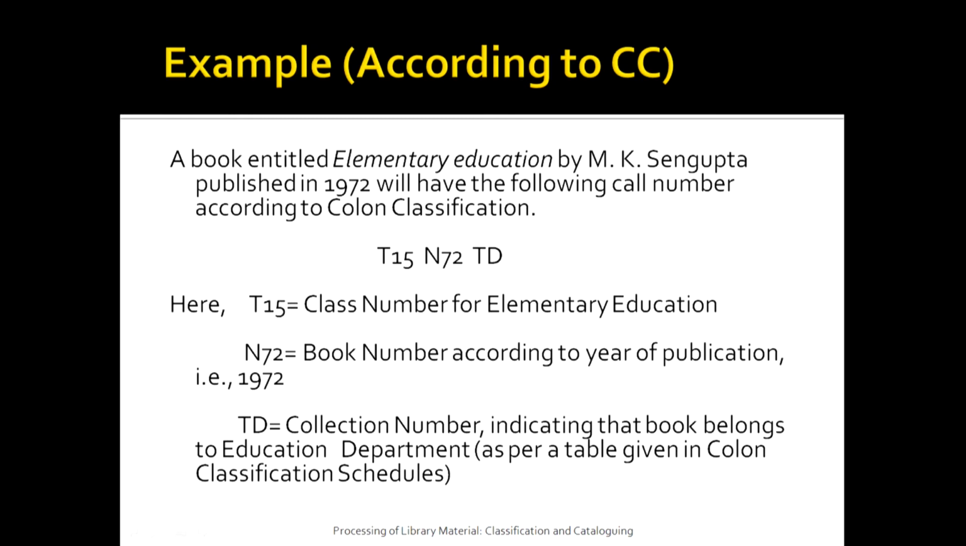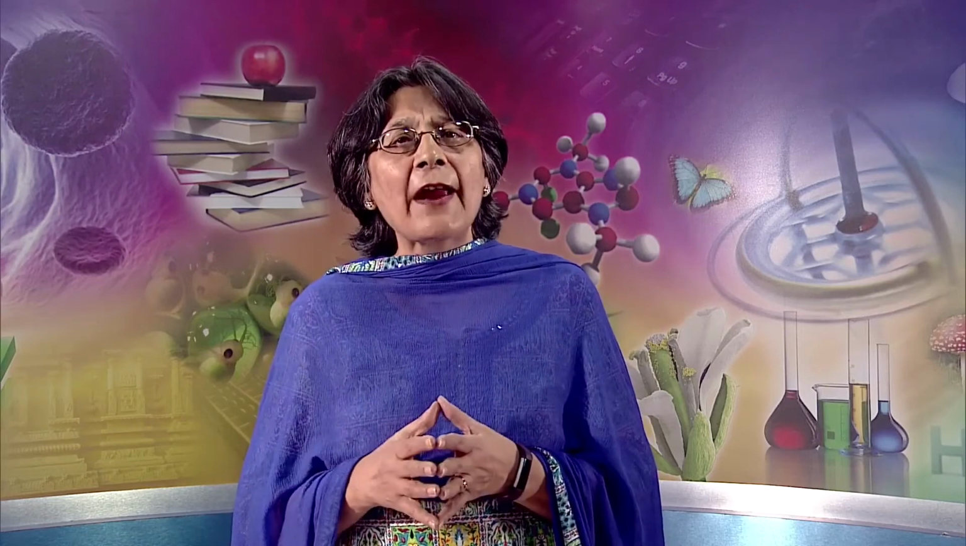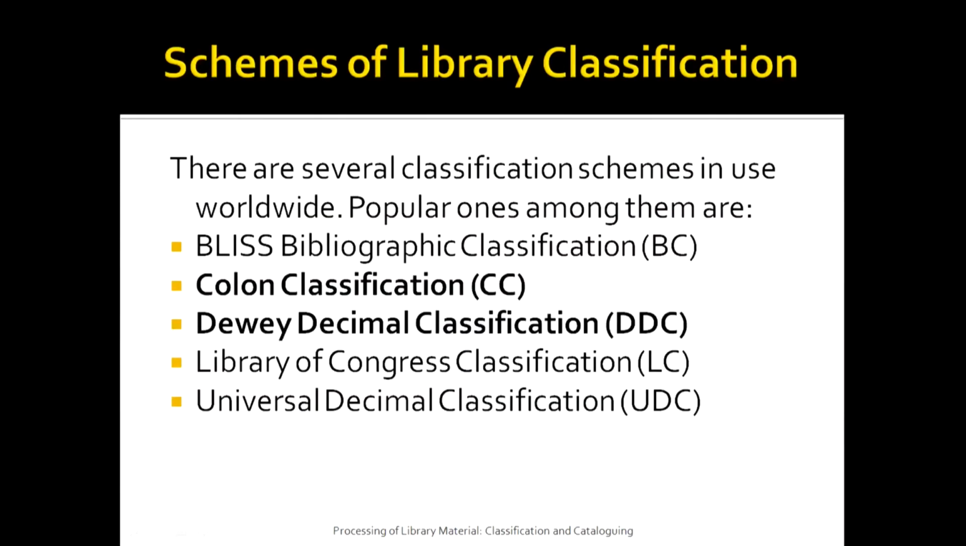Now, this is as per a table given in the colon classification scheme schedules. Let us now learn about some of the schemes of library classification. In fact, there are several library classification schemes which are used worldwide, but most popular amongst them are the Bliss bibliographic classification given by a very famous person called Bliss.